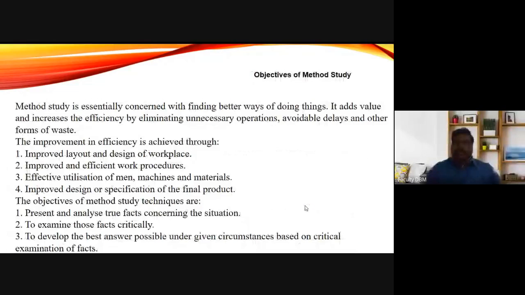So what are the objectives of the method study? If you are going to see, they are finding better ways of doing things. It adds value and increases the efficiency by eliminating unnecessary operations, avoidable delays, and other forms of waste. So the first one is improved layout and design of workplace. If you study these unnecessary operations and want to eliminate them, then let us take an example.